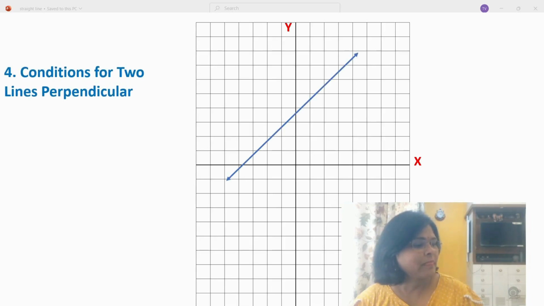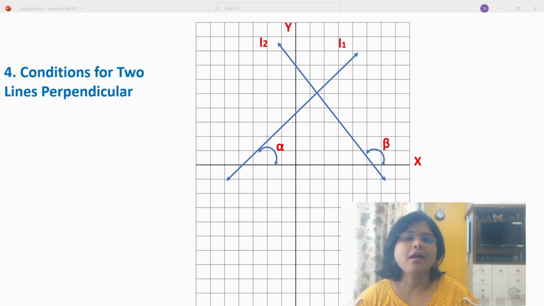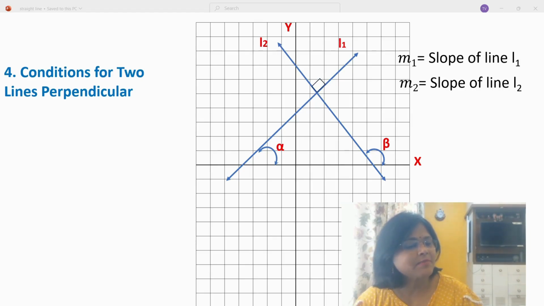So let L1 line and L2 line. L1 line is making an angle alpha with the x-axis and L2 line is making an angle beta with the x-axis. And both the lines are perpendicular to each other. M1 is the slope of line L1 and M2 is the slope of line L2.